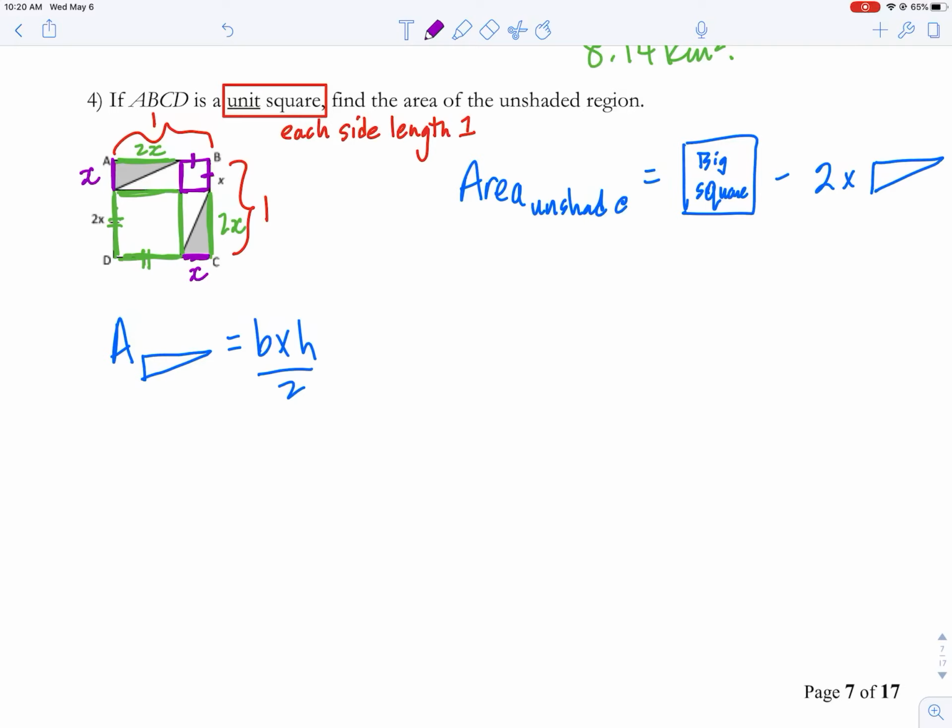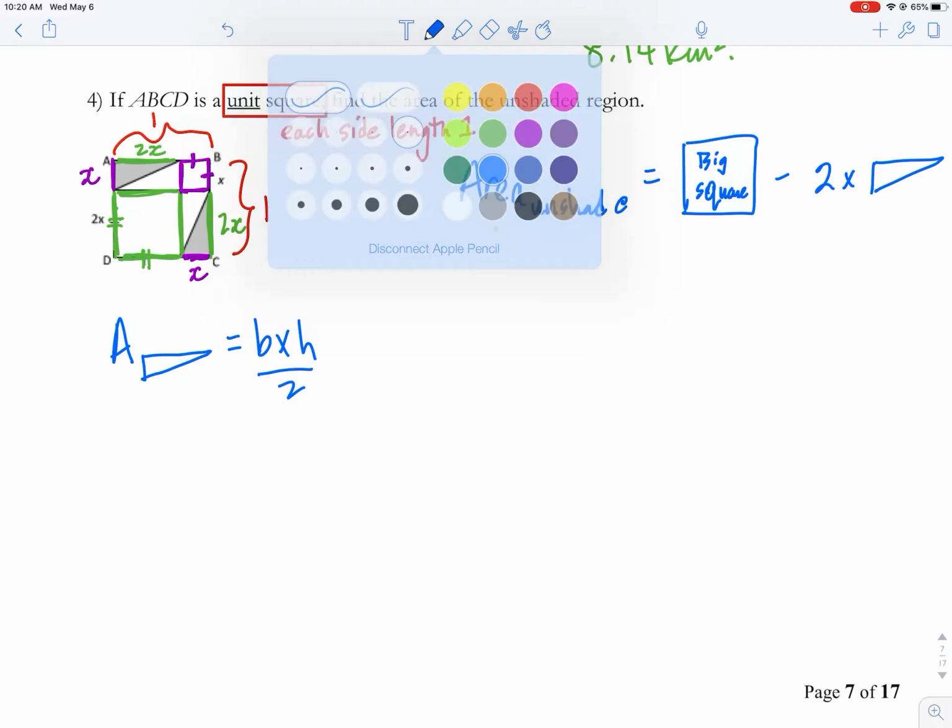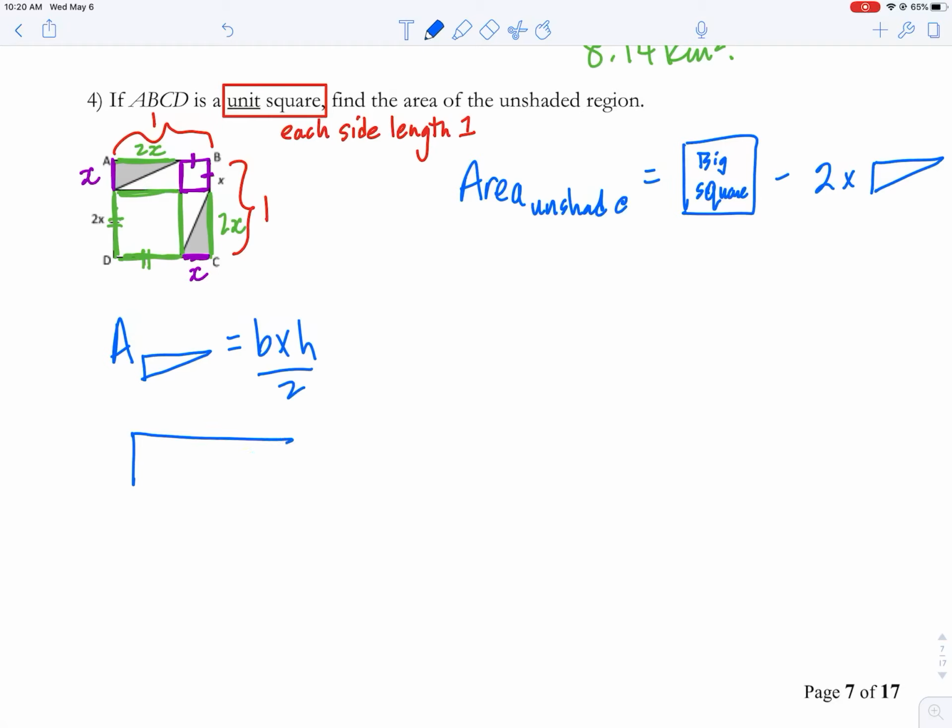So for each triangle, it's got a base of x and a height of 2x. So x times 2x divided by 2. Up top, that's going to give me 2x squared divided by 2. I'm going to cancel my 2's. So the area of one triangle is x squared.